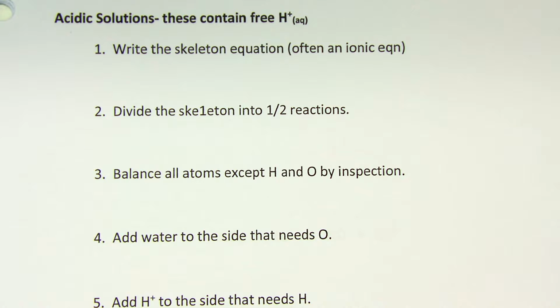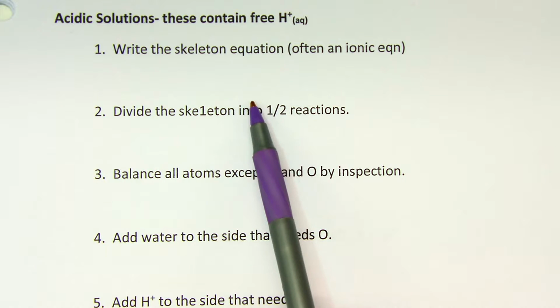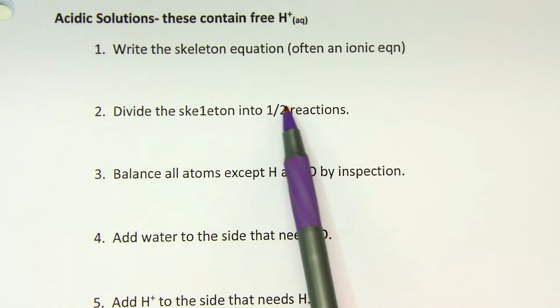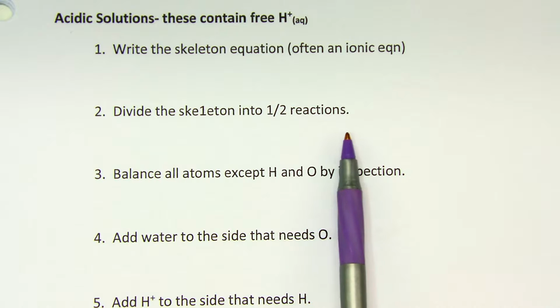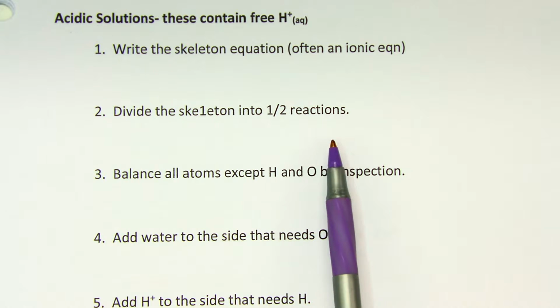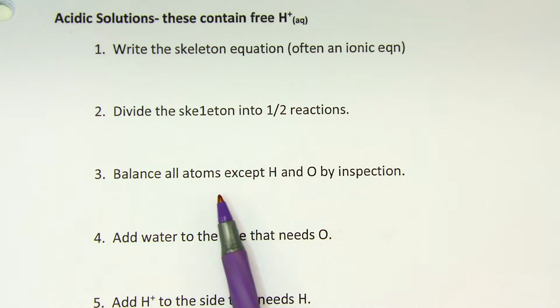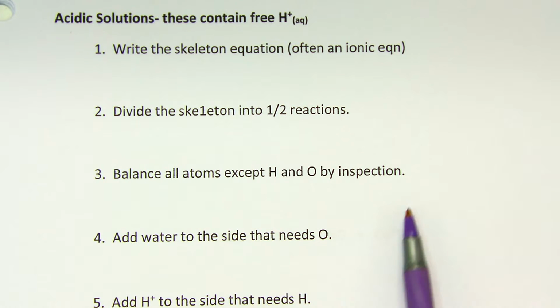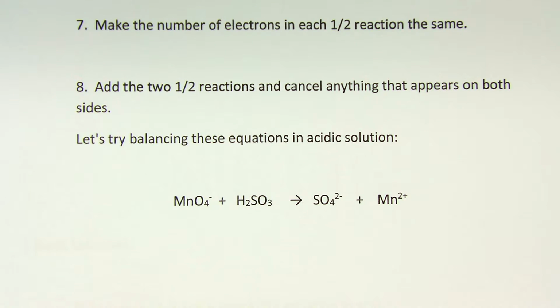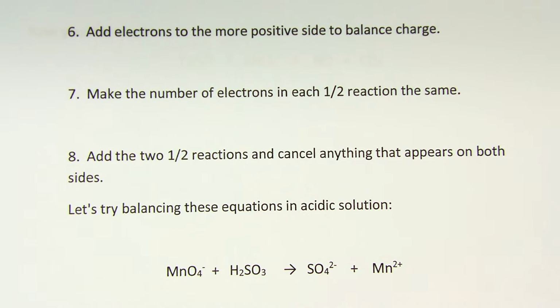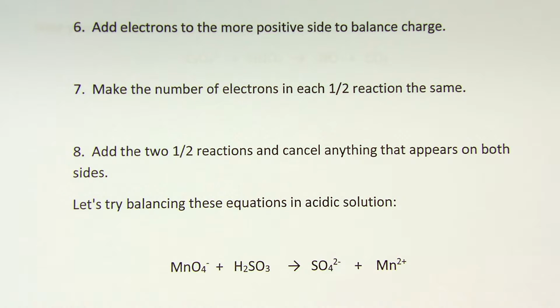We start off, we write the skeleton equation. Now for this class, the skeleton equation will often be written for you, and it's generally ionic. Then we divide it into half reactions, an oxidation half and a reduction half. We balance everything except hydrogen and oxygen by inspection. To balance oxygen, we add water to the side that is deficient in oxygen. We add hydrogen ions to the side that needs hydrogen because it's deficient in hydrogen. Then we add electrons to make the more positive side so that we balance the charge.